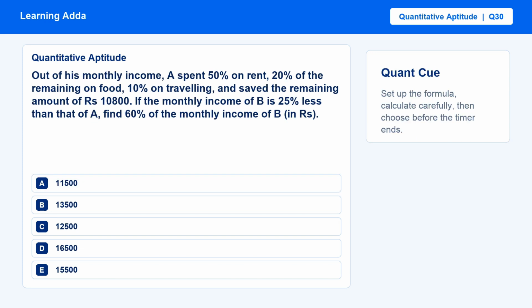Question 30. Out of his monthly income, A spent 50% on rent, 20% of the remaining on food, 10% on traveling, and saved the remaining amount of rupees 10800. If the monthly income of B is 25% less than that of A, find 60% of the monthly income of B in rupees. Option A 11500. Option B 13500. Option C 12500. Option D 16500. Option E 15,500. The timer starts now.